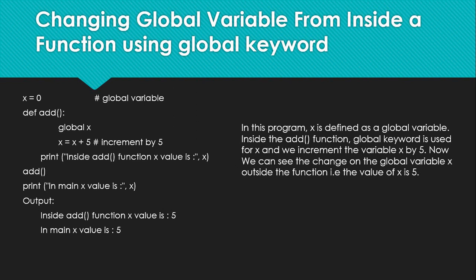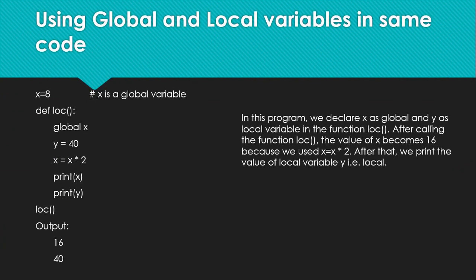So remember that whenever you want to alter the global variable, you must use this keyword global inside the function. Then it will not throw up an error and there will be no problem in using it. So this is a typical example of a global variable used inside a function. Now, using global and local variables in the same code.